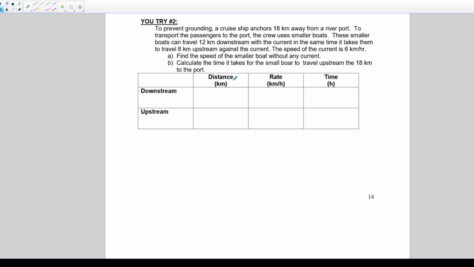Calculate the time it takes for the small boat, not the small boar, to travel upstream 18 kilometers to the port. We're not taking a pig up the river. That's a small boat.